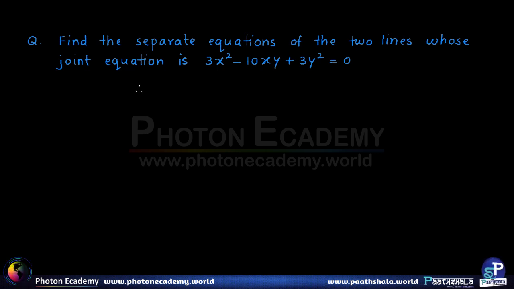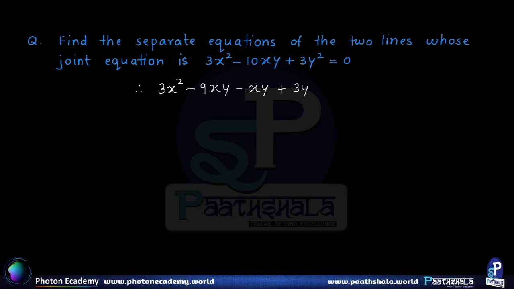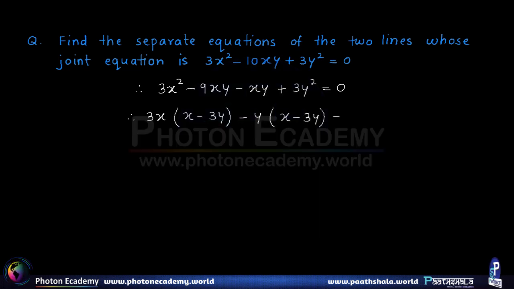can be factorized. So it gives us 3x square minus 9xy minus xy plus 3y square is equal to 0. So therefore, taking 3x common, we have x minus 3y, and then taking minus y common, we have again x minus 3y equal to 0. So therefore x minus 3y and 3x minus y equal to 0.